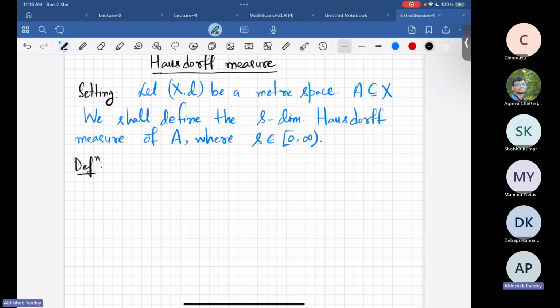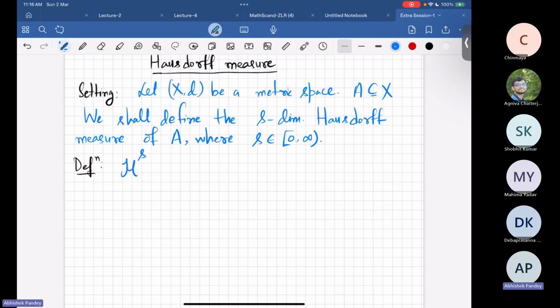Just keep in mind the way we define the Lebesgue measure using coverings by balls, taking the volume of the ball and taking the infimum over all those coverings. Something similar we are going to do, but in place of elementary sets we are going to consider some other coverings, in general coverings.